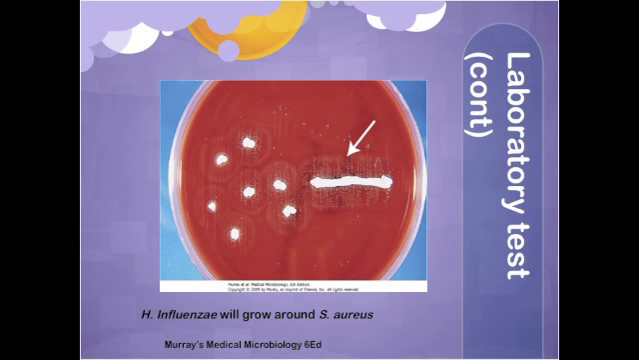This is simply a picture of S. aureus, the white blocks, with H. influenzae, the small little dots, growing around it. Because the products that S. aureus produces, H. influenzae uses as food.